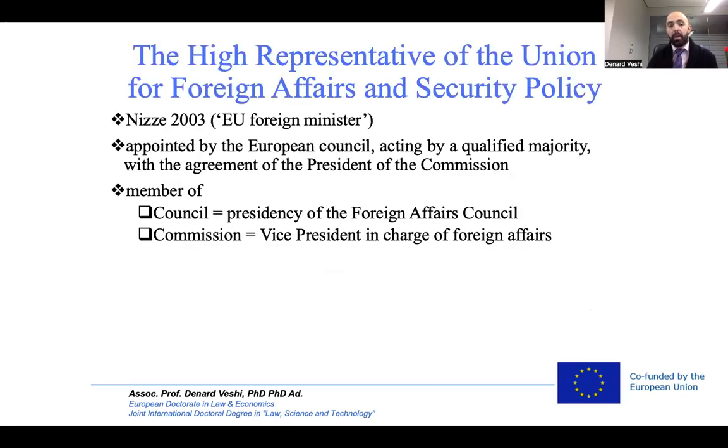The role of the High Representative of the Union for Foreign Affairs and Security Policy is important in the case of the Council, because in the case of Foreign Affairs, it leads the work, and this role was also crystallized in the European Constitution of 2003, when he was called the EU Foreign Minister, but here it is called differently.